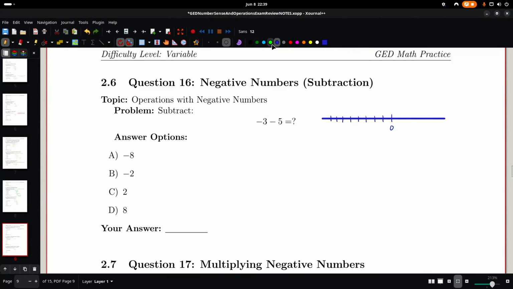Okay, so I started out here at negative, so this is negative 2, negative 4, I won't label them all, negative 6, negative 8. Okay, so I started out at negative 3, and I took away another 5. So 1, 2, 3, 4, 5. So I end up here. So if I have negative 3 and I'm taking away another 5, I end up at negative 8. So it's just answer A for that one.